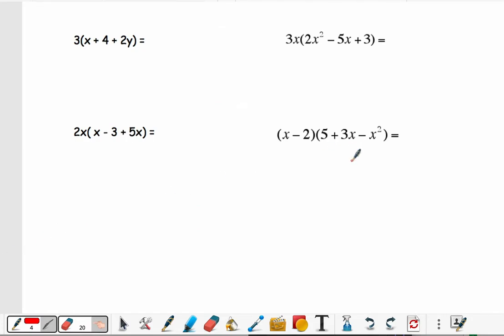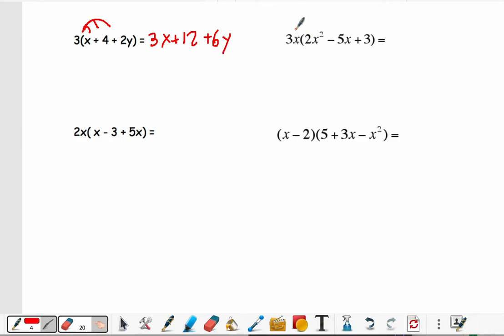Multiplying, all the same rules are going to apply as when we just did quadratic pieces where we FOILed or maybe just distributed. So don't get too worked up about different variables, different letters, different simplifications. Just do what you can do. If we have 3 times x plus 4 plus 2y, just distribute that 3. So that would be 3x plus 12 plus 6y.